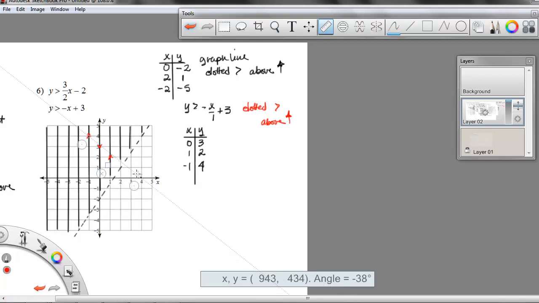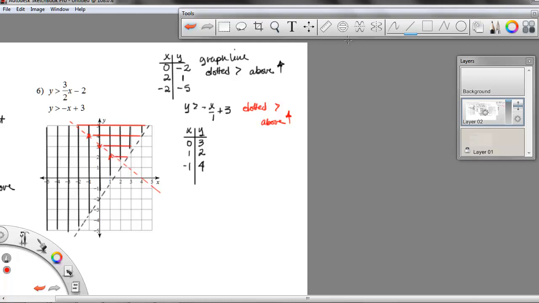There I go, that's close enough. So there's my line. On the first equation for my shading, I used vertical lines, so on my second line I'm going to use horizontal lines, and you can see where it's shaded twice. There we go. That's my final area. All the ordered pairs in that area satisfy the first equation as well as the second equation, so it is my solution. Okay, thanks for watching and have a good evening.